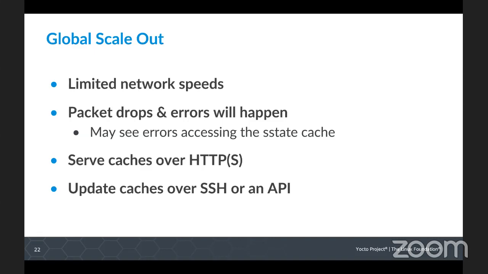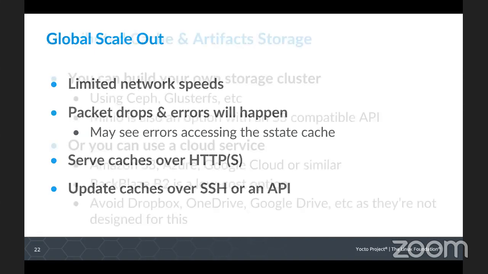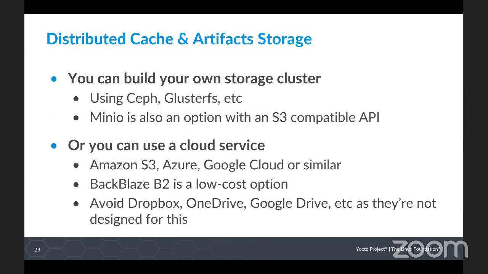Now, if you're doing a globally distributed solution, then you're going to need some sort of distributed storage for cache and download mirror and for the build artifacts. And there are many ways of doing this. You can build your own storage cluster to meet your requirements. There are many distributed file systems that are appropriate for this. You could use a cloud service. So Amazon S3 is fairly typical. Other cloud providers have very similar solutions.